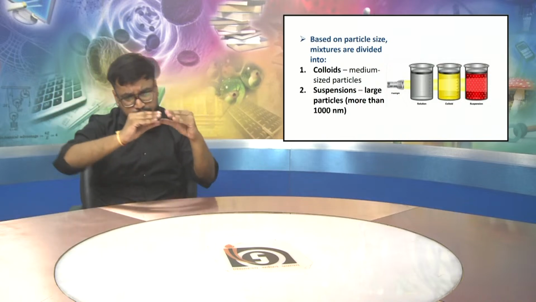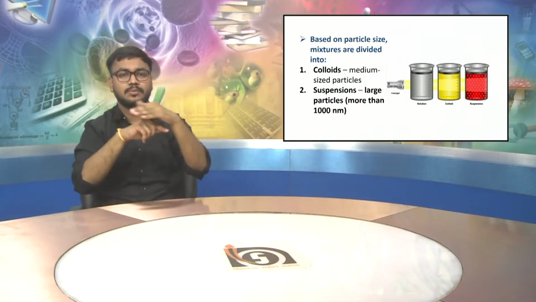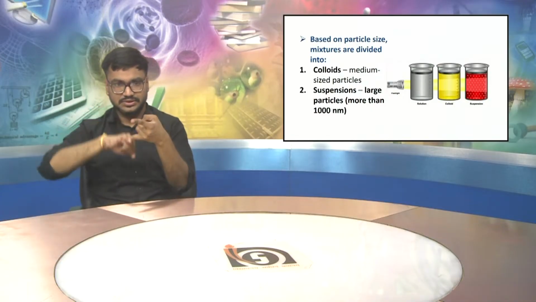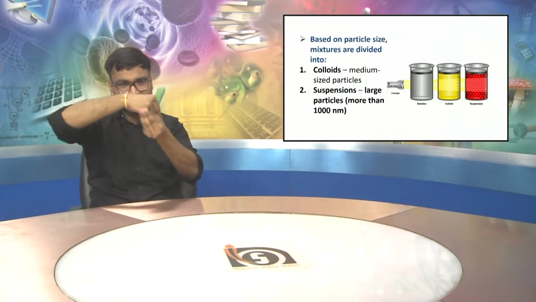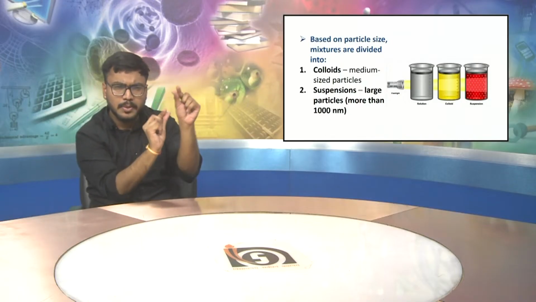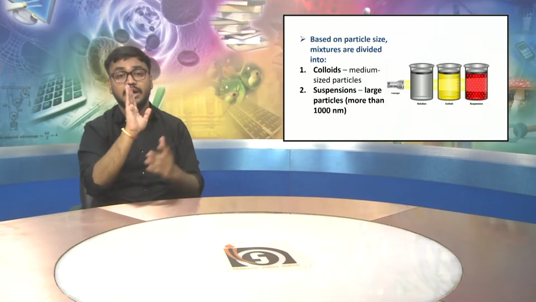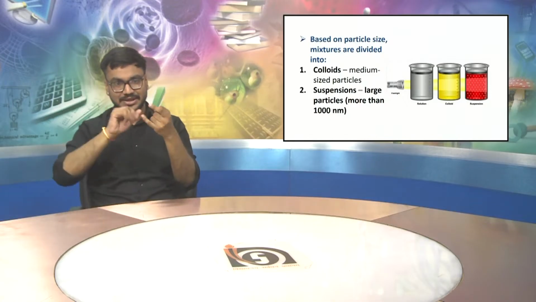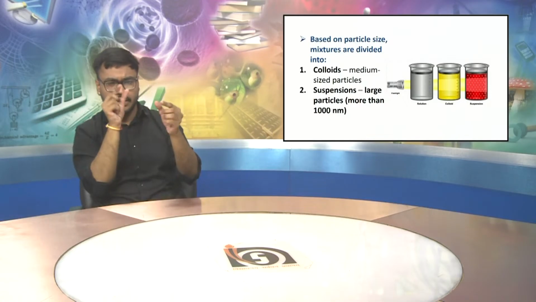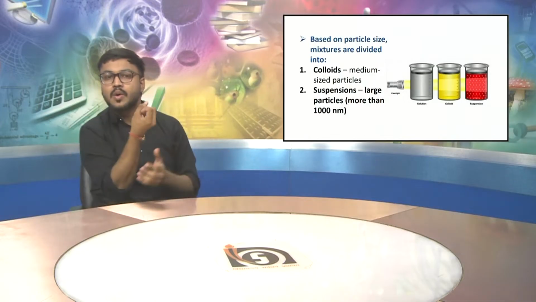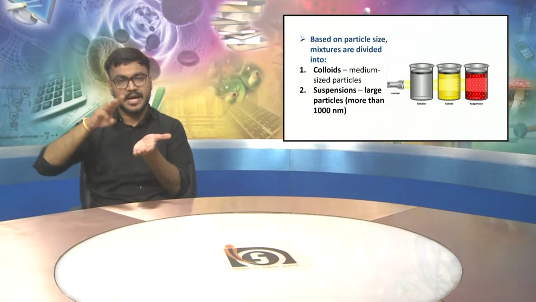Based on particle size, mixtures are divided into: first, colloids, which have medium sized particles. And second, suspensions, which have large particles, more than 1000 nm.